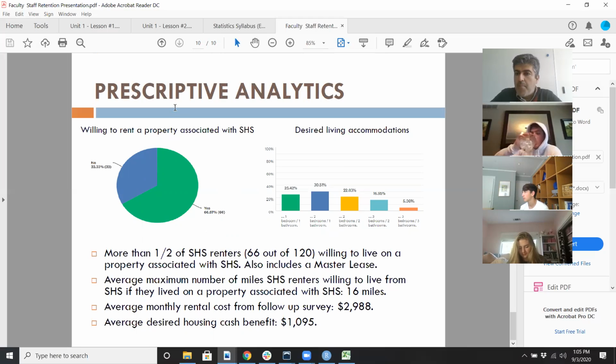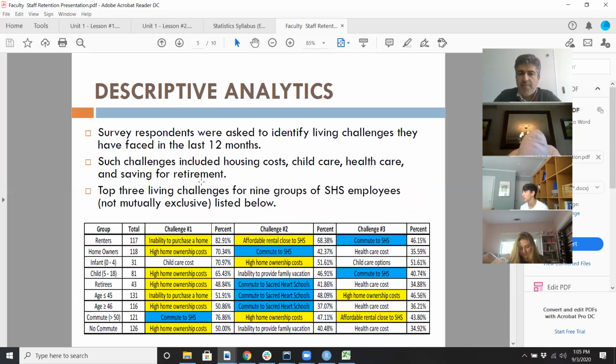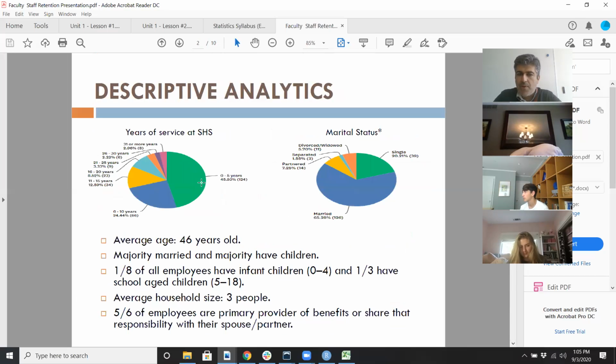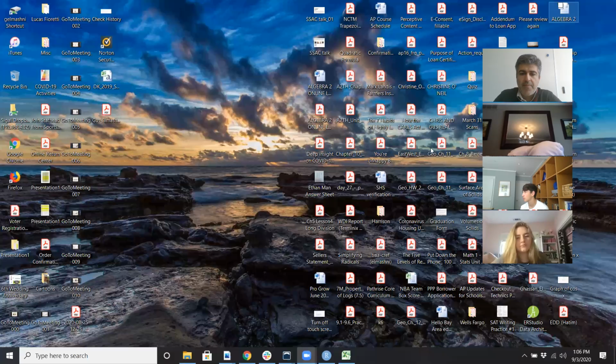Maybe we need to buy a piece of property. Maybe we need to do a master lease or stuff like that. But you can see how I'm visualizing the data, using bar charts or pie graphs. So it's a great way to kind of understand what you're working with.